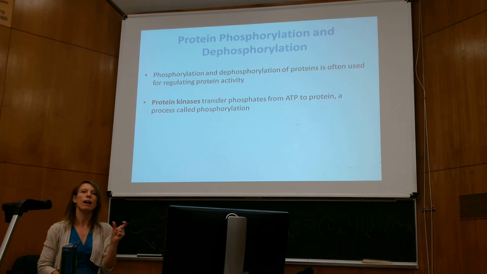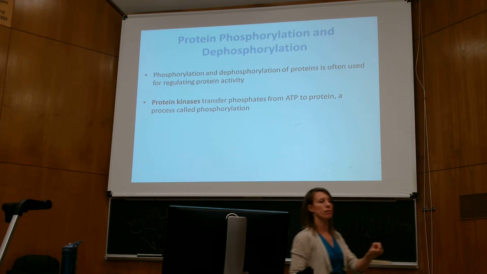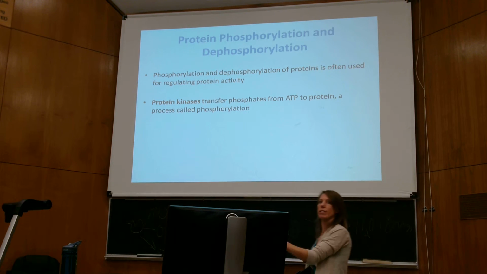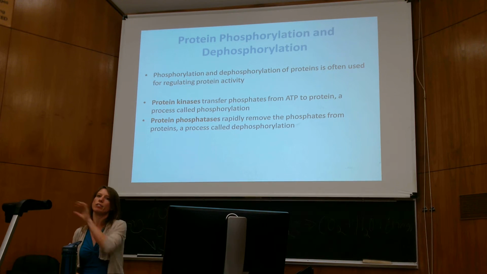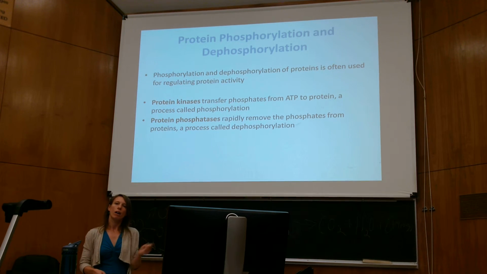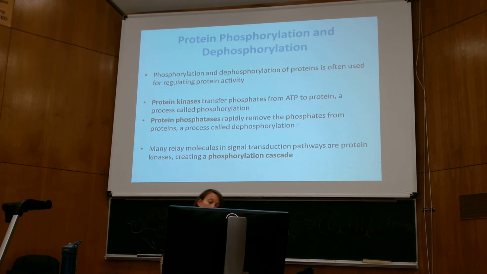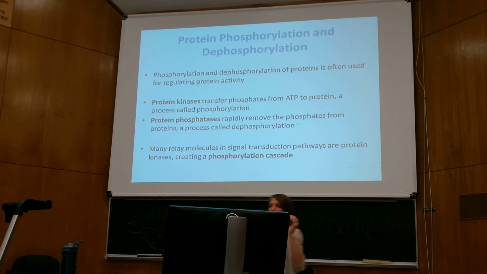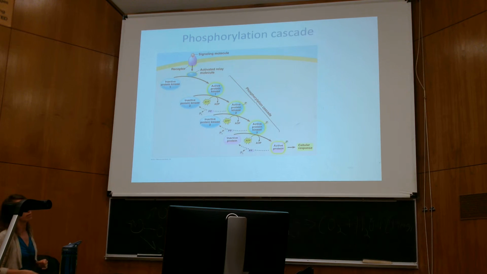Okay, the protein kinases are particular proteins that add these phosphates. Okay, so it's a protein that adds a phosphate to another protein. Protein phosphatases actually remove those phosphates off of proteins. Okay, so again, a lot of times these transduction pathways are going to be protein kinases. So this is easier understood with a picture otherwise, right?